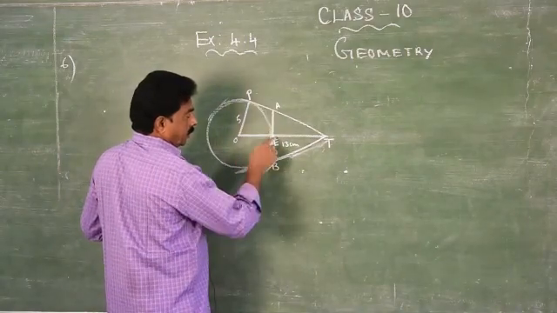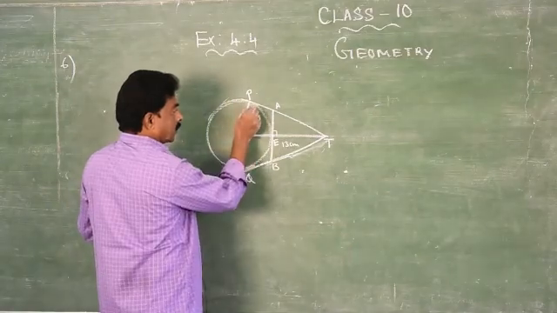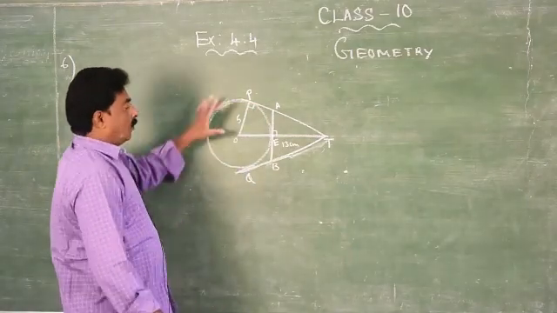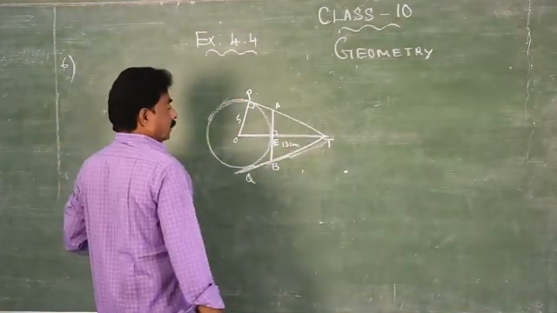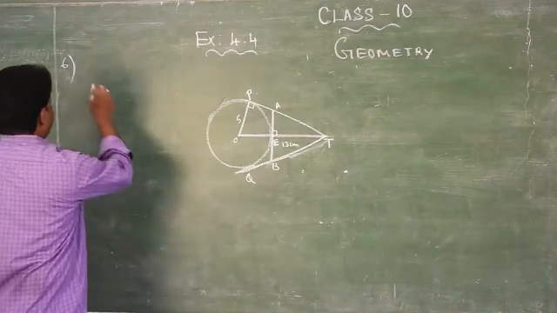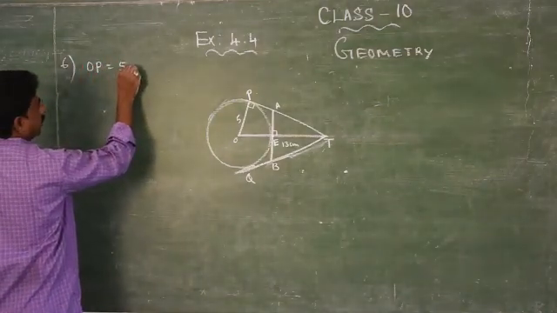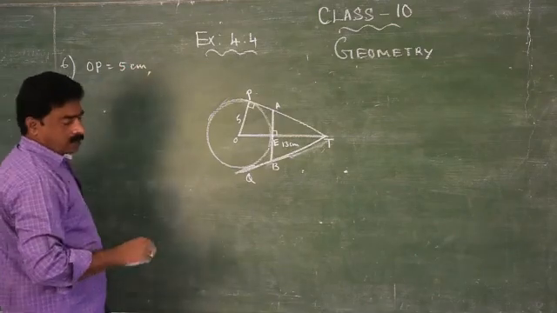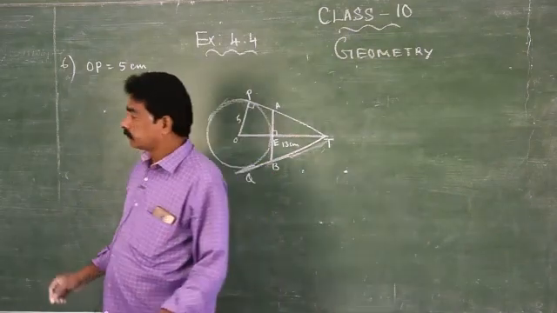AE is a tangent at E. So we know that this is 90 degrees and this also is 90 degrees. Now OP is 5, OT is 13. So first, what are the things given? You write OP is 5 centimeters. Everything is in centimeters, so you write the unit. OP is 5 and OT is 13.